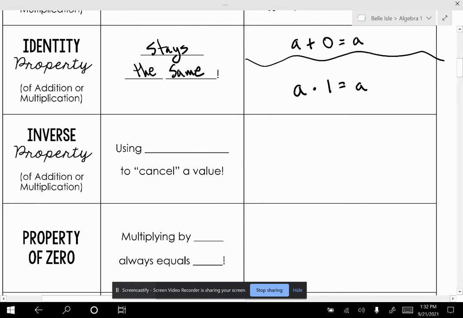Inverse property. Again, working with addition and multiplication. We are going to use the opposite to cancel a value. So if we are using a and we are going to add a value that's going to cancel a out, what are we adding? Negative a.